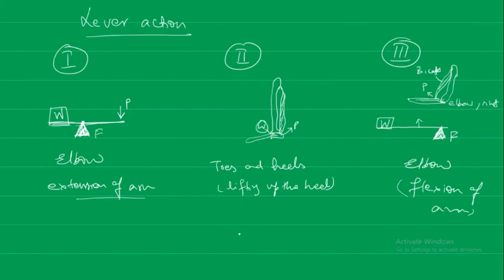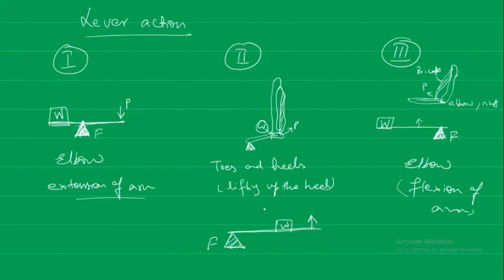So if we make a diagrammatic representation, okay, where is the fulcrum? The fulcrum is here because the ballet dancer has to keep all the weight on the toes. So this is the fulcrum. Okay, and the weight here is in the center, and the pressure is applied here.